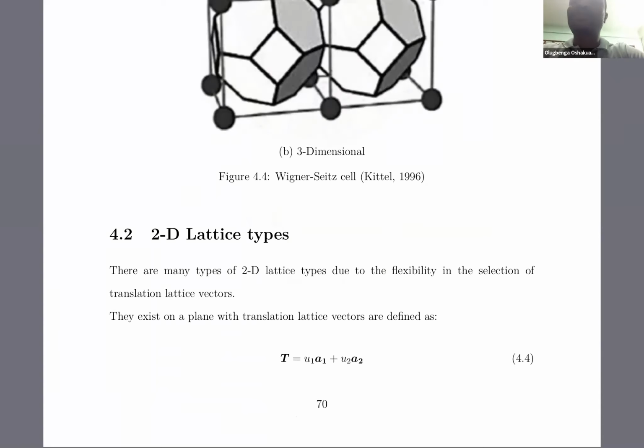Okay, for the 2D lattice types, we have an equation here, equation 4, which is similar to one of the previous equations we have seen in this class. Equation 4 has components of A1, A2, and A3. But since we are talking in terms of 2D, the A3 component vanishes because U3 will be zero. When we are dealing with 2D lattices, we are interested in two directions, so there is no need for the plus U3, A3 like we have in the previous equations.